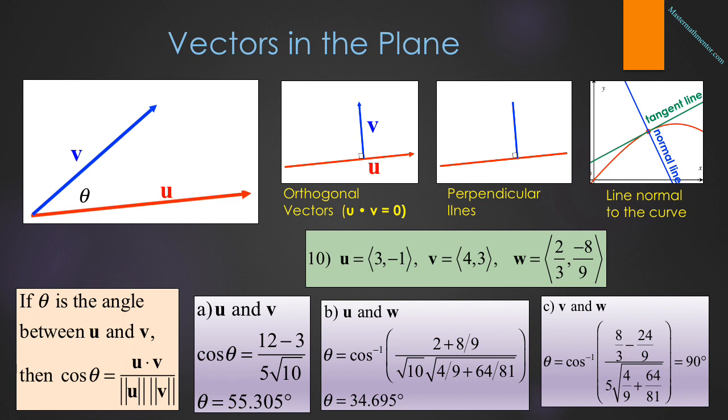In C, we would like to find the angle between vector v and vector w. So theta is equal to the inverse cosine of the dot product of v and w, which is 8/3 minus 24/9, which is 0. Since the two vectors are not the zero vector, theta is equal to the inverse cosine of 0, and it turns out that we get 90 degrees, which means that these two vectors are orthogonal to each other.